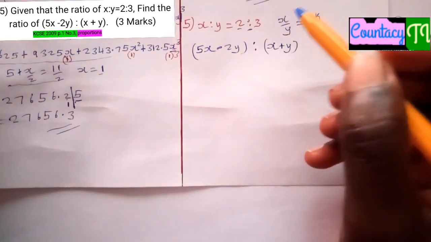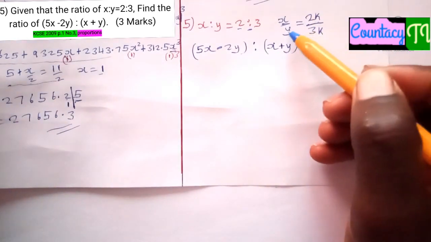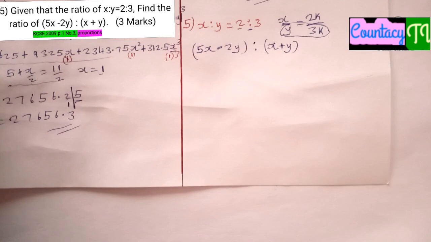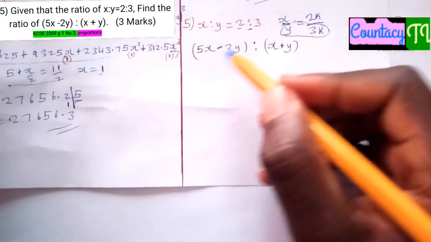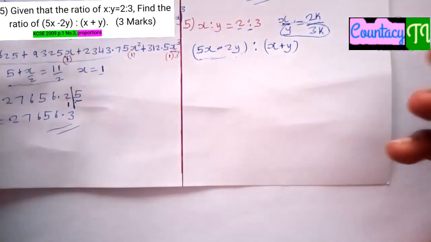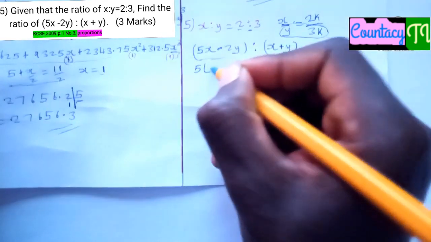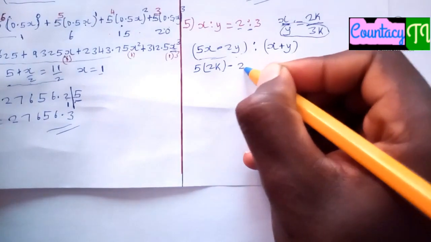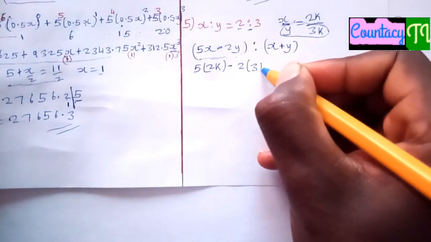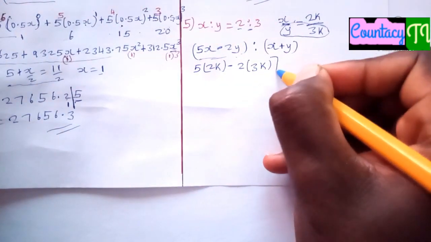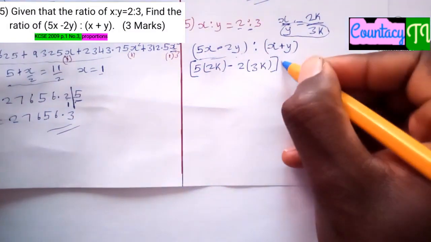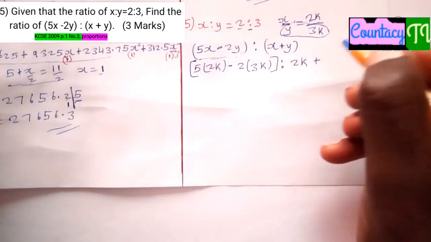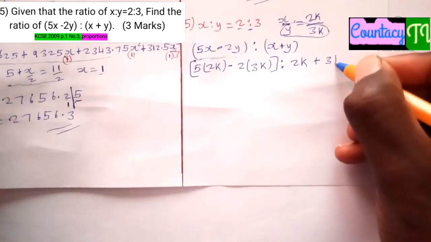So we shall use our x as 2k, while we shall use our y as 3k. So we go ahead and replace this to our expression that we have here. We have 5, x is 2k, minus 2, our y is 3k, is to x plus y. Our x is 2k, while our y is 3k.